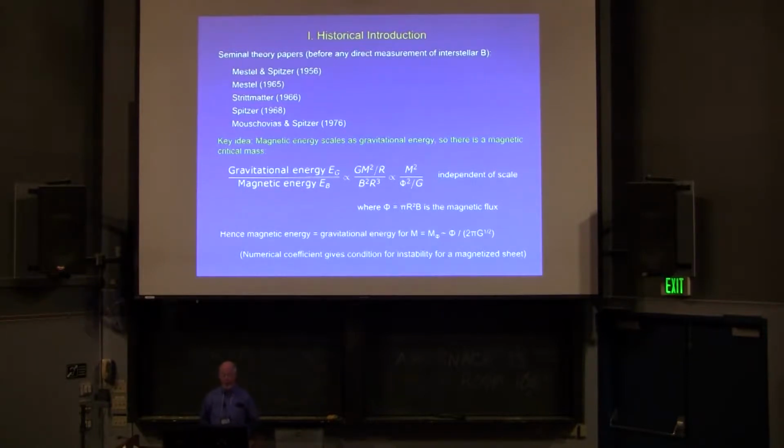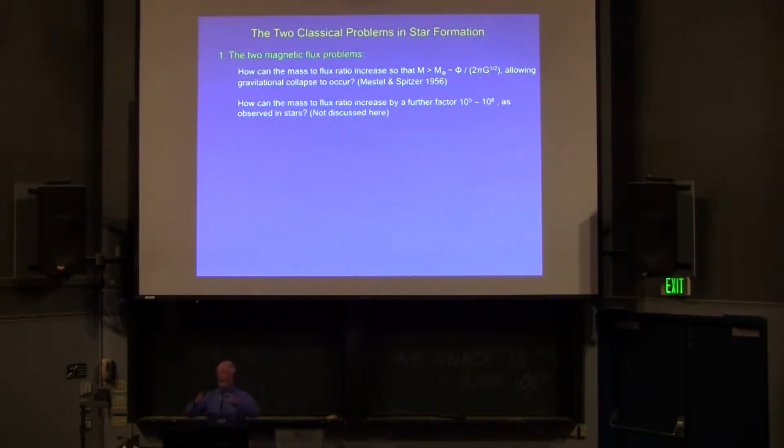And if the two things are equal, the mass is equal to a critical value, and that critical value is the magnetic flux divided by 2 pi times the square root of G. Now the 2 pi I put in there corresponds to the condition for when you have a uniform magnetic field threading a sheet of gas, then the 2 pi is the condition that you need to get instability. But you can show that it's comparable if you go ahead and look at more realistic spherical cases as well.